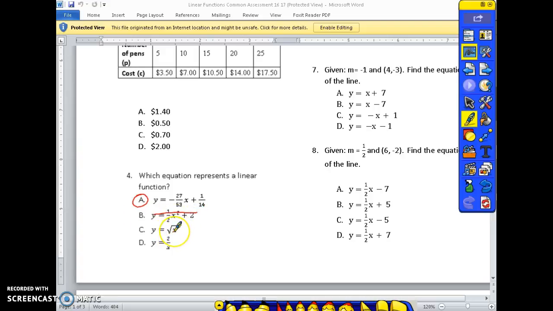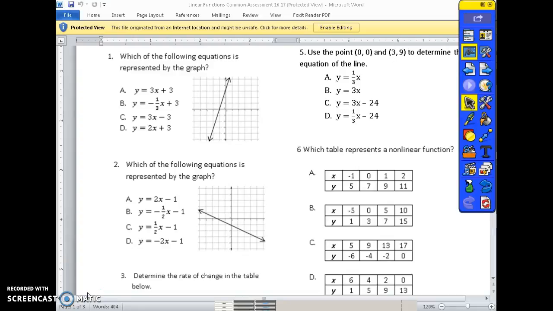Here, x is in a square root sign, which means if I were to plug in 4 here, well, the square root of 4 is 2 and negative 2, so that's giving me 2 different answers. That can't be linear. And here, x is in the denominator. I know that 0 can't be in the denominator. If I have x here, that means any number can plug in there. But I can't have 0 in the denominator, so it can't be that one either. A is the only one that's written in slope-intercept form, so it is the only one that represents a linear function.